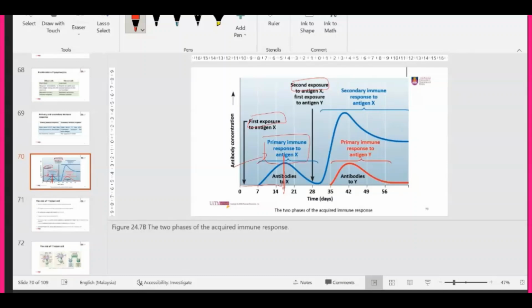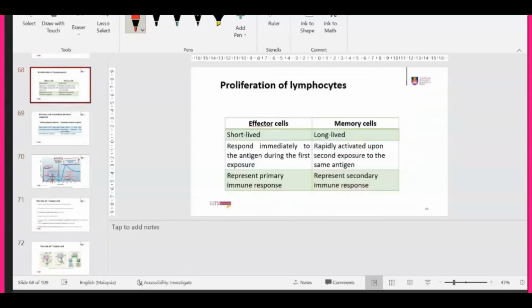When you are infected by the same virus again, this will lead to a secondary immune response, which involves memory cells. The characteristics of memory cells are that their lifespan is longer, and they respond rapidly against the second exposure to the same virus, or subsequent exposure in the future. The effector cells are the ones activated. For B cells, the effector cells are plasma cells, which produce the antibody. Alright.